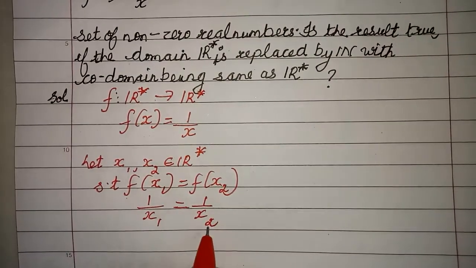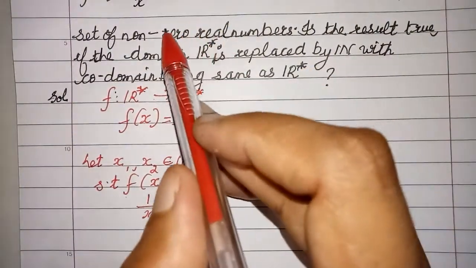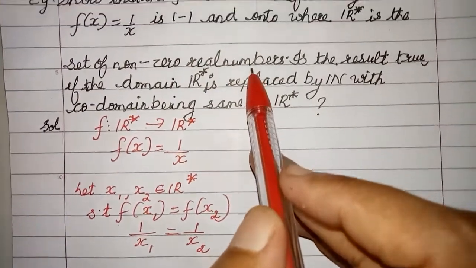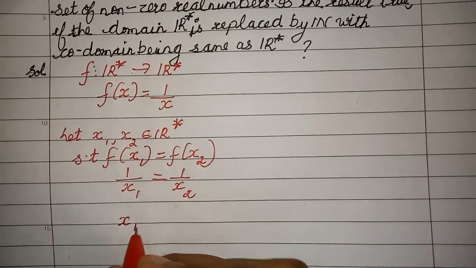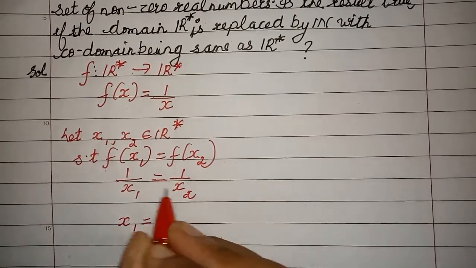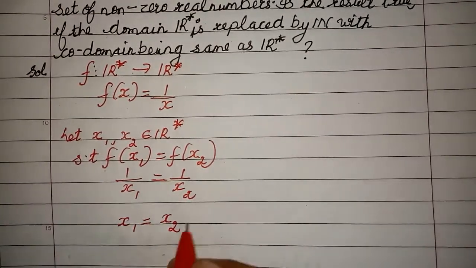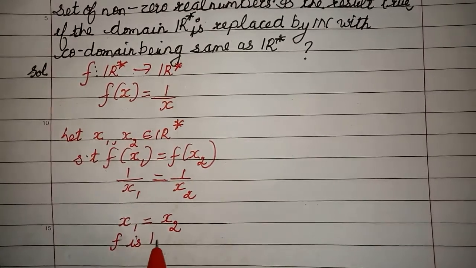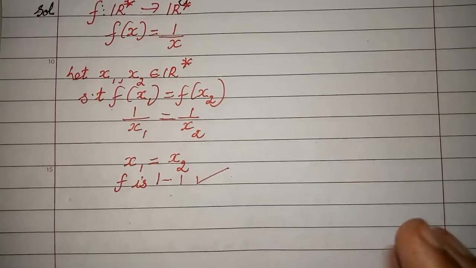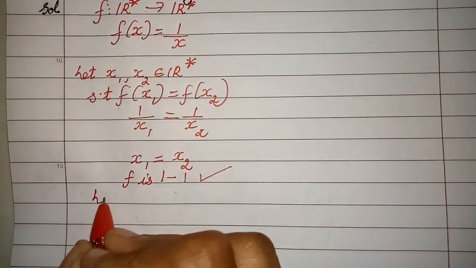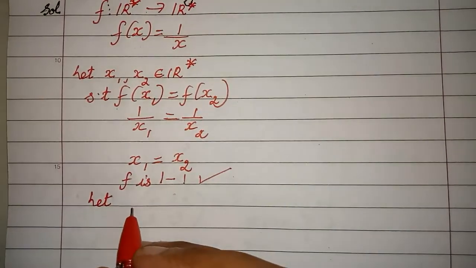Now x1 and x2 are both given to be non-zero real numbers. They are coming from the non-zero real number set. So what will happen? You can interchange. Your x1 will become equal to x2, by cross multiplication. So this is my condition of injectivity. My function appears to be one-one. Now I have to prove the condition of onto or surjectivity.